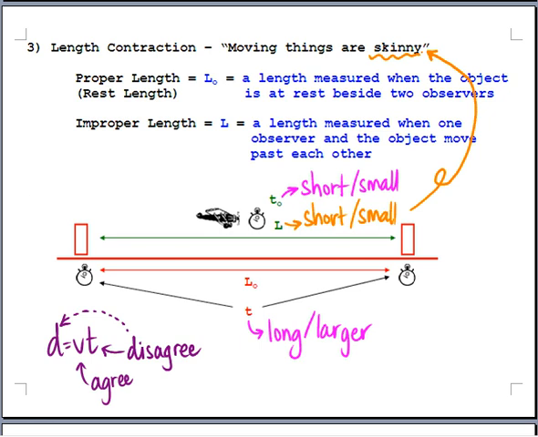Whereas the people who stick around on the ground, they are going to measure a longer time or larger distance. Or sorry, longer time or larger time. They're going to measure a longer distance or larger distance, whatever descriptor you want to put in there. So here's what I mean by that.